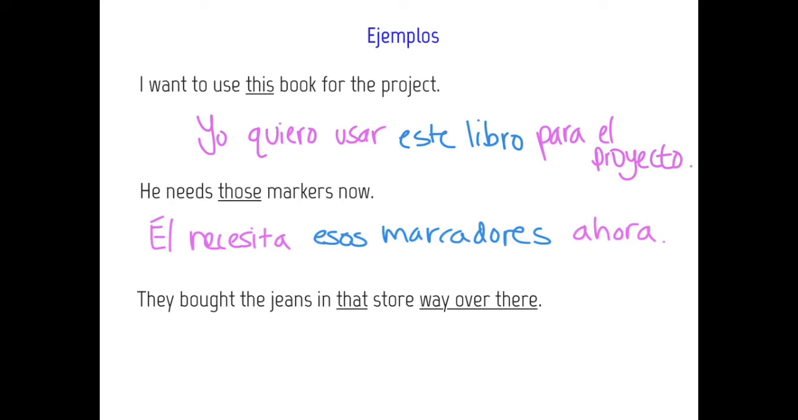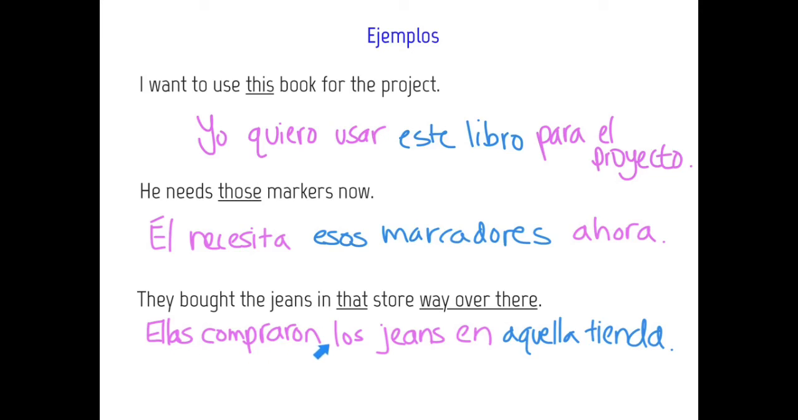Él necesita esos marcadores ahora. He needs those markers now. So those is a little bit further away. Marcadores is markers, masculine and plural. So I need esos, which is also those, but masculine and plural.